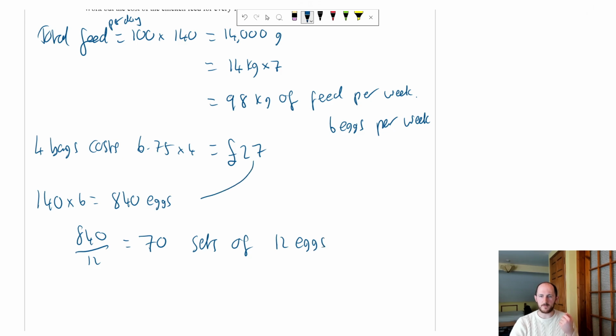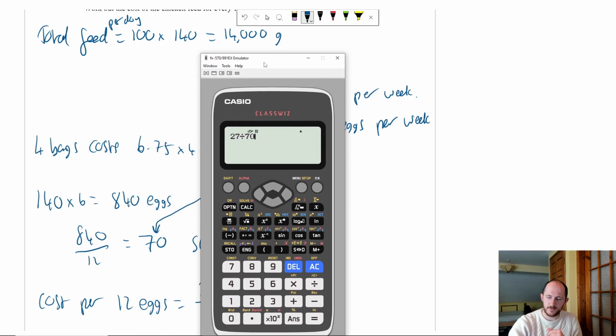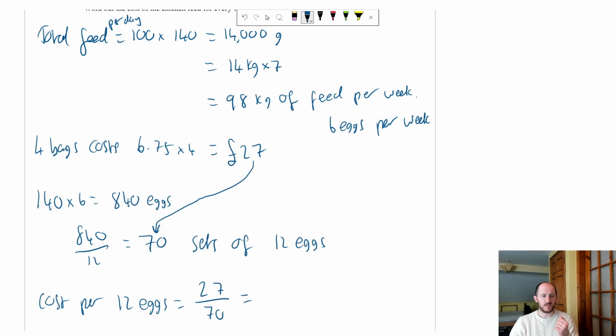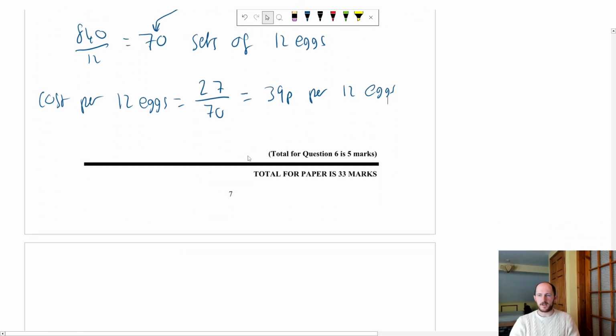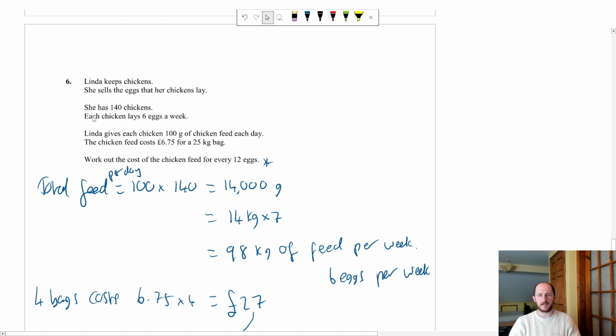So what we're going to do is take this number and divide it by this number. So the cost per 12 eggs is the amount of feed she has to give every single week, £27, divided by the 70 sets of 12 eggs she gets. 27 divided by 70 is, let's call it, what, 39p? 38p? Yeah, let's say 39p per 12 eggs. Christ, that was a tricky question, especially in the wording. But again, hopefully it makes sense.